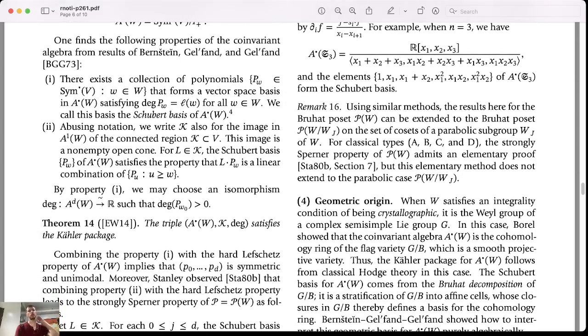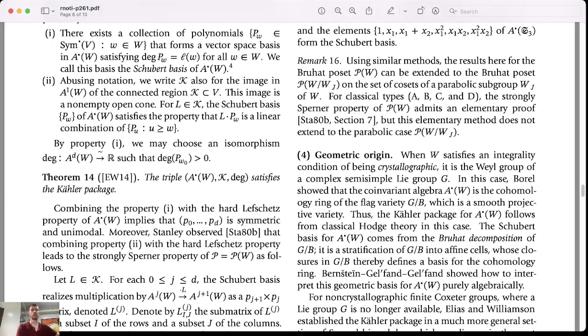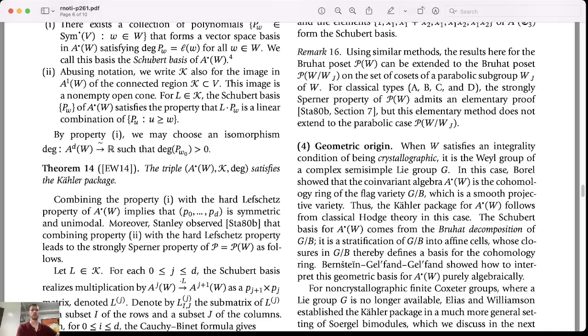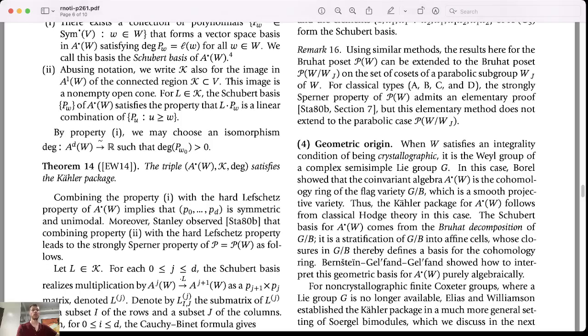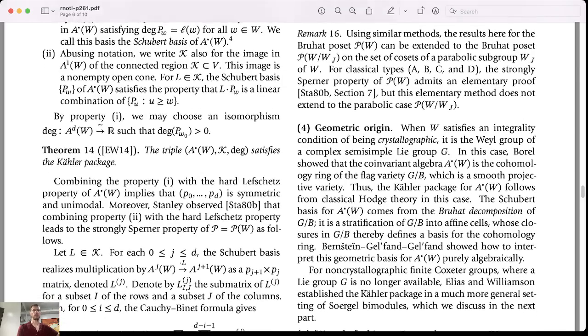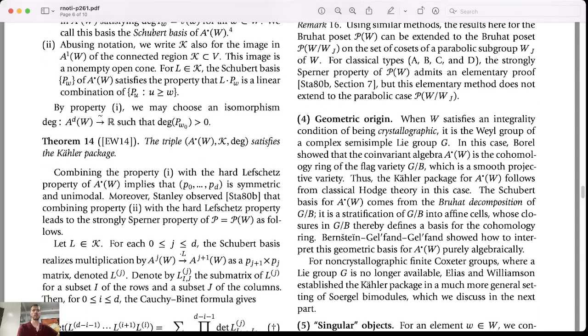One finds the following properties of the coinvariant algebra from results of Bernstein, Gelfand, and Gelfand. Property 1: there exists a collection of polynomials Pw in Sym•(V), w in W, that forms a vector space basis in A•(W), satisfying degree of Pw equals ℓ(w) for all w in W. We call this basis the Schubert basis of A•(W).